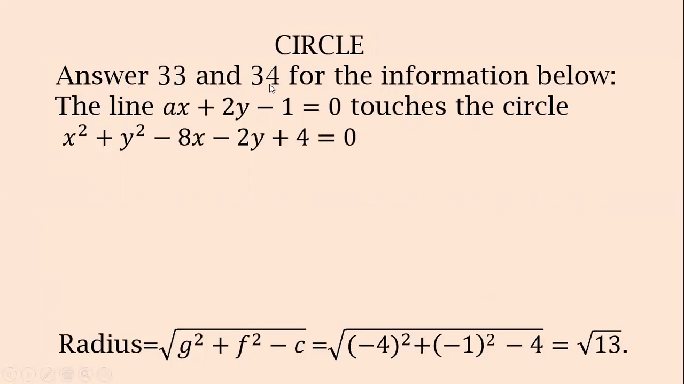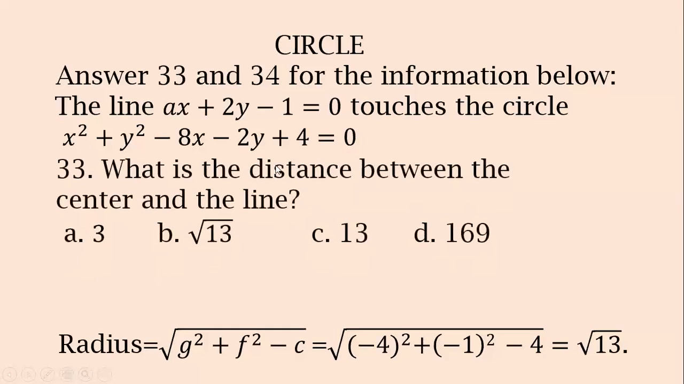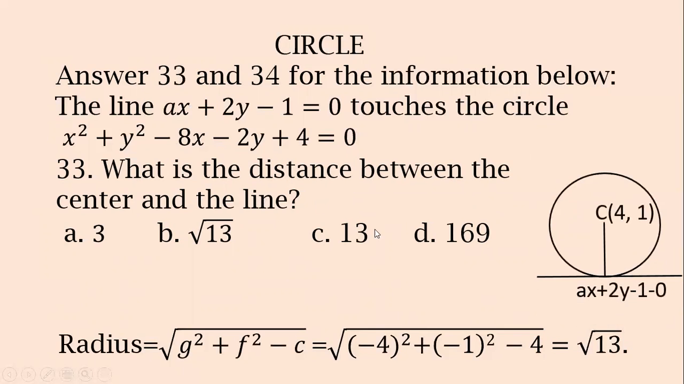Now there is another question in pair, 33 and 34. The information is ax plus 2y minus 1 is equal to 0 touches the circle x square plus y square minus 8x minus 2y plus 4. The first question is, what is the distance between the center and the line? That is, the center of this circle and this line. What is the distance? It is well understood from the figure.